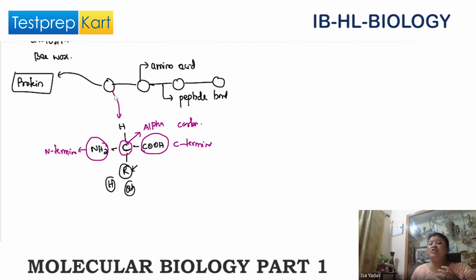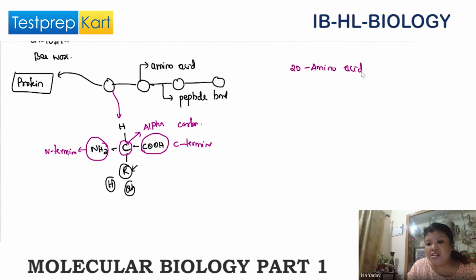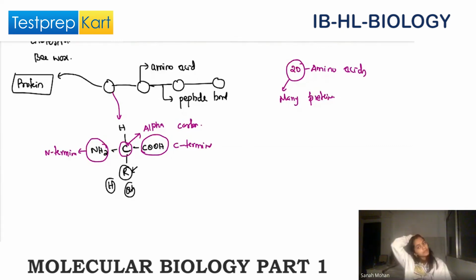So amino acids or proteins contain nitrogen, carbon, oxygen, hydrogen. These all will be present in proteins. Now, we have 20 different types of amino acids, and these 20 different types of amino acids combine in different manner to make many proteins. Very important. Many proteins in our body. Is this clear?